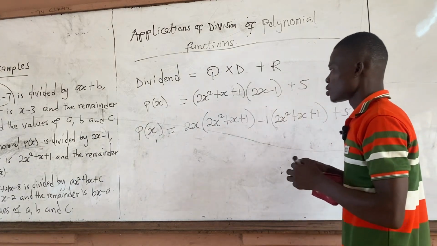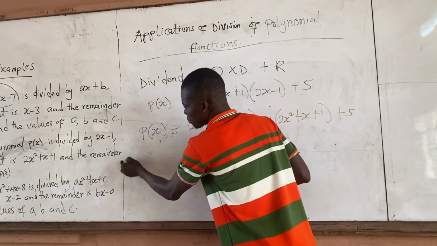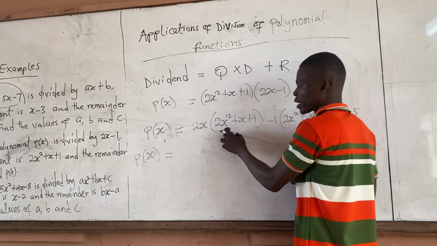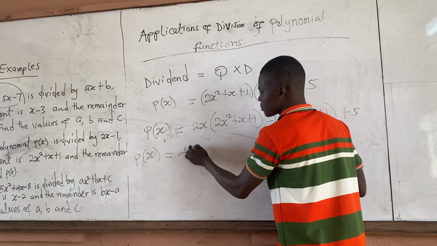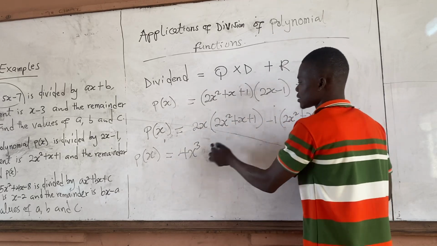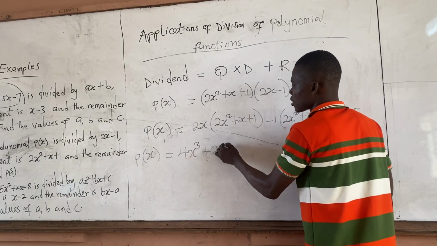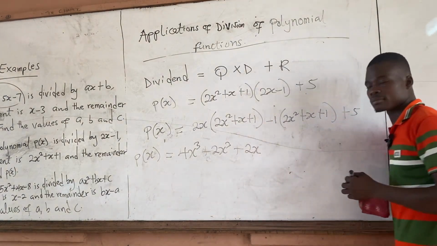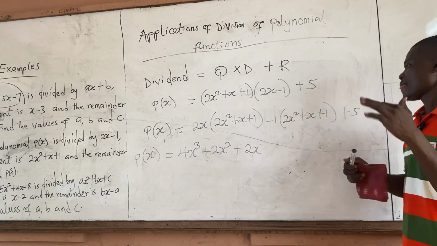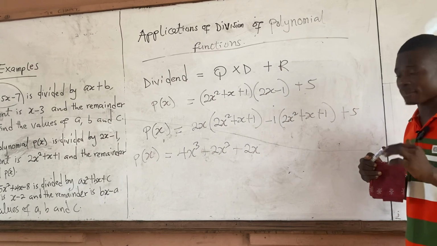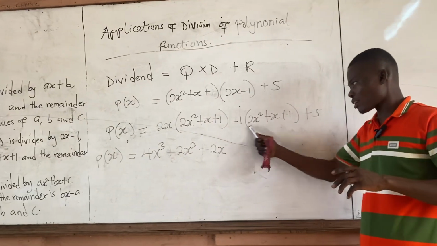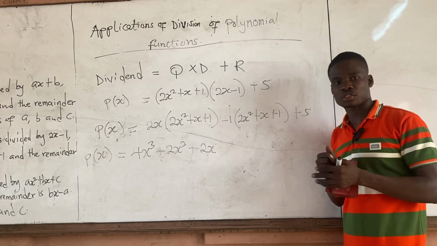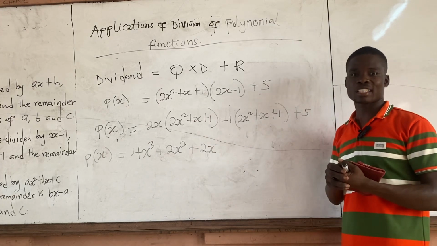So we are going to get P of x is equal to 2x times 2x squared, you have 4x cubed. 2x times x, you have 2x squared. 2x times 1, 2x. So now, let's take our time. Take your time to use negative 1 to expand this bracket. I'm waiting for your results. Use negative 1 to expand this bracket.